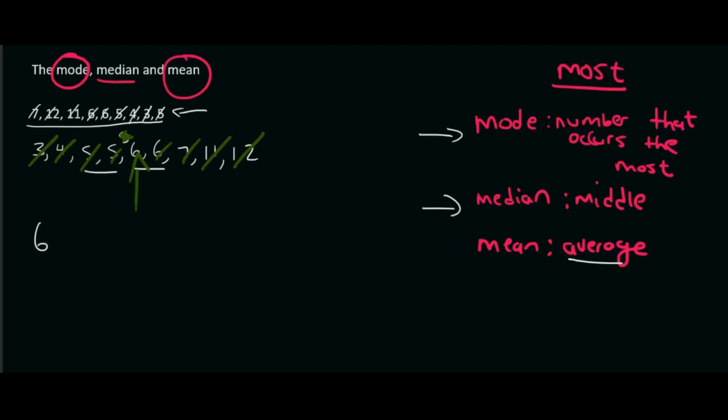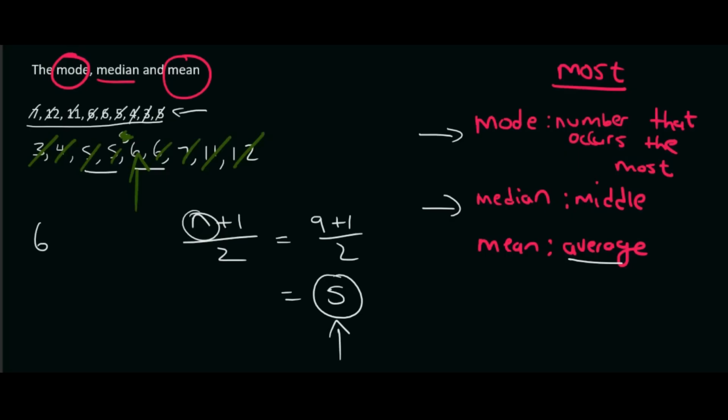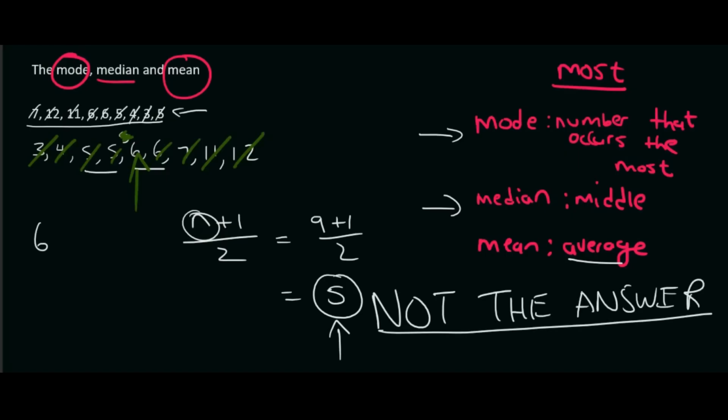Kevin, is there a more mathematical way to do this? Yes, the proper way to do it is to use the formula n plus 1 over 2. Now this n is the number of items that we have. So we had 9 items, that's 9 plus 1 over 2. 10 divided by 2 is 5. Kevin, I thought the answer was 6. This is not the answer. That formula tells you the position of the answer. So we go to the position number 5, and that'll be 1, 2, 3, 4, 5. Aha, so position 5 is 6.